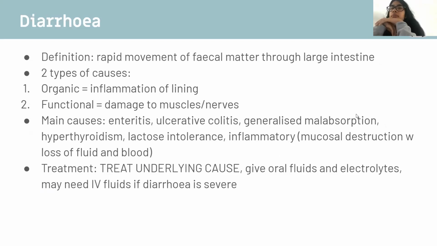Finally, we've got diarrhea. Basically, that's just a rapid movement of fecal matter through the large intestine. You've got 2 types. You've got the organic, which is inflammation of your lining, and then functional, which is damage to your muscles and to your nerves. A couple of main causes are enteritis, ulcerative colitis, general malabsorption, and hyperthyroidism. On the flip side to hypothyroidism, which can present with constipation, hyperthyroidism can present with diarrhea. Lactose intolerance is a typical one, and inflammatory causes, which lead to the destruction of your mucosa, and that also leads to loss of fluid and a lot of blood.